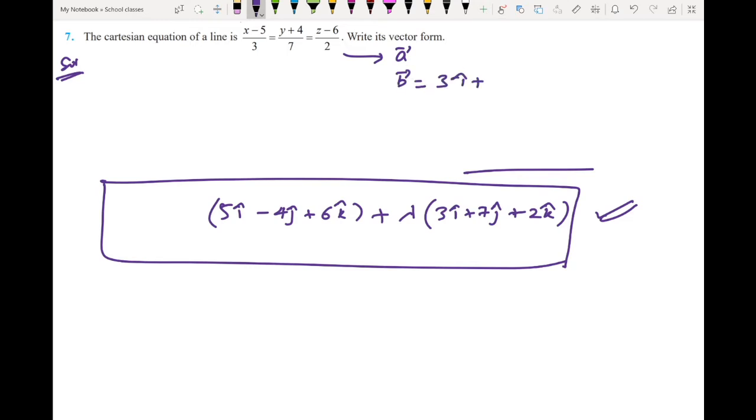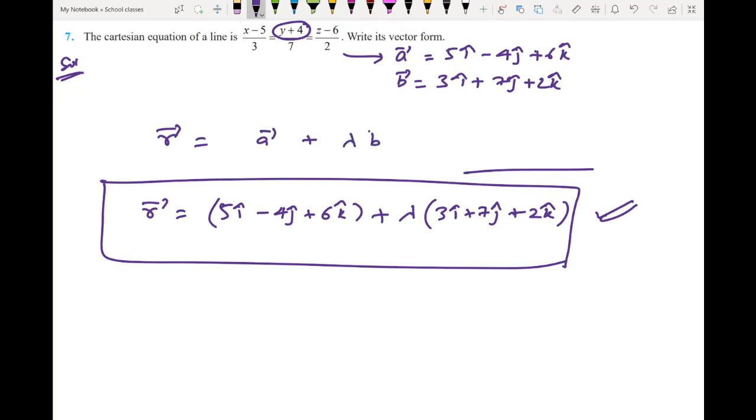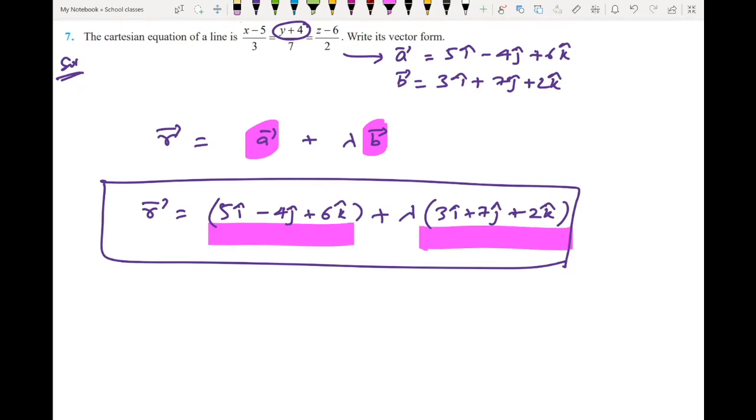We can all see the B vector will be nothing but this. And what is the A vector? 5i cap. Beta, this is y plus 4, so we will be writing it like this: minus 4j cap, plus 6k cap. So this is the A vector and B vector. Now we just write the formula, which is R vector equals A vector plus lambda B vector. Now just put the values of A vector and B vector, and you will get the answer. That's it. We will do another question.